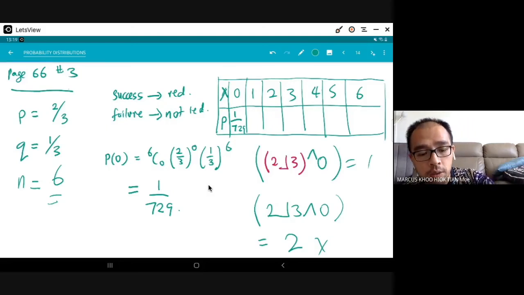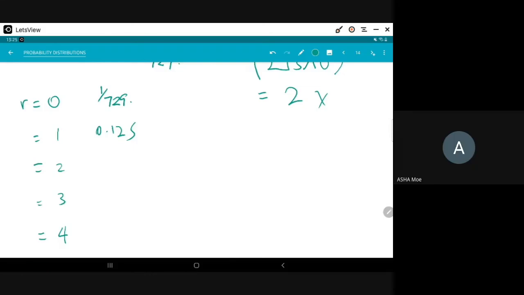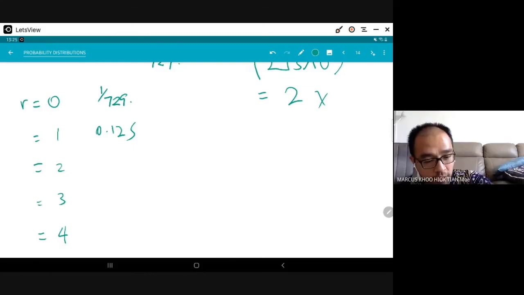Alright, so 1, 2, 3, 4, 5, 6. What happened to all the A's? Asha? 4/243. Okay, 4/243, or if you want, you can do 0.016, pun boleh lah. Okay, kalau 1/729, dia sangat-sangat kecil. 0.001, sangat-sangat kecil. Okay, pun boleh kalau kamu mau.